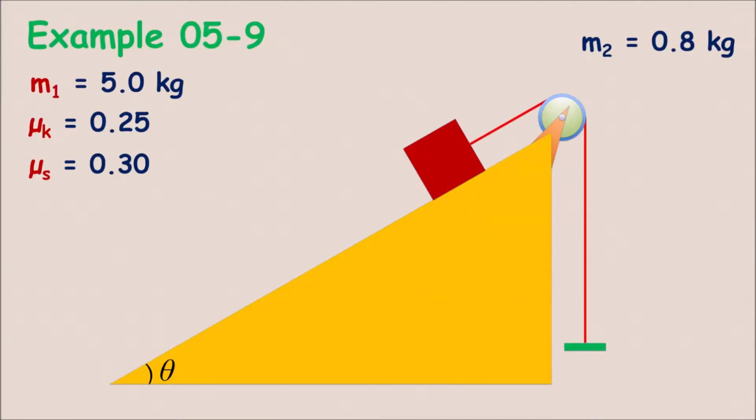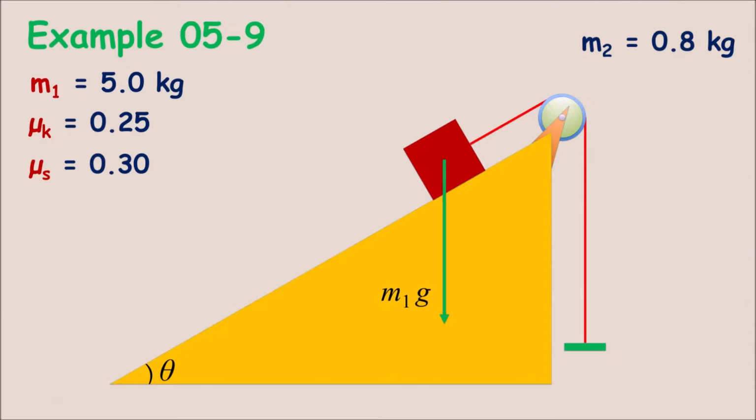Hi everyone, this is another example with a ramp and a massless and frictionless pulley and two blocks as you see in the picture. The coefficients of friction between block M1, which is 5 kg, and the ramp are mu k equal to 0.25 and mu s equal to 0.3. We would like to find the magnitude and direction of the frictional forces on block 1 and the acceleration of the blocks for different values of mass M2, which is hanging from the massless string.